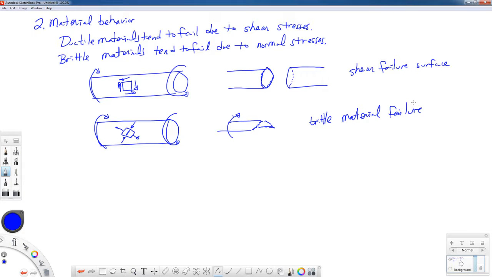If you have a chalkboard and you have a piece of chalk, you can take that piece of chalk and you put a torque on it. If you get it really in a nice state of torsion, then you can generate this failure surface. It's kind of interesting looking.